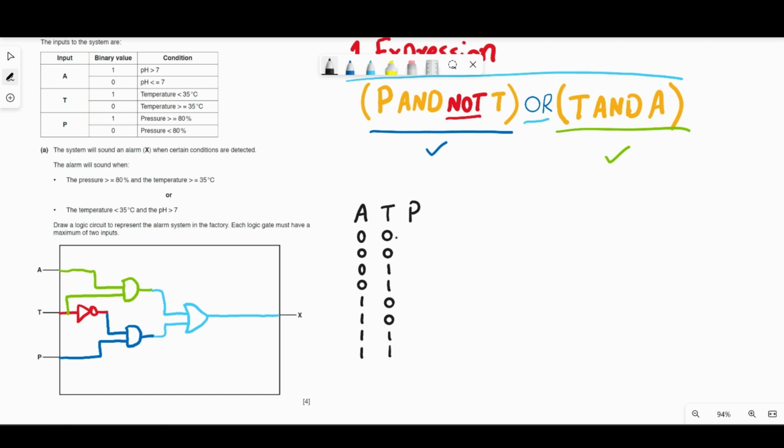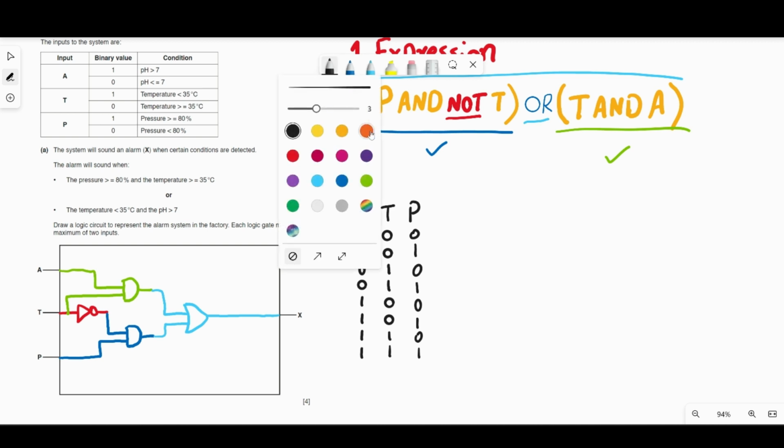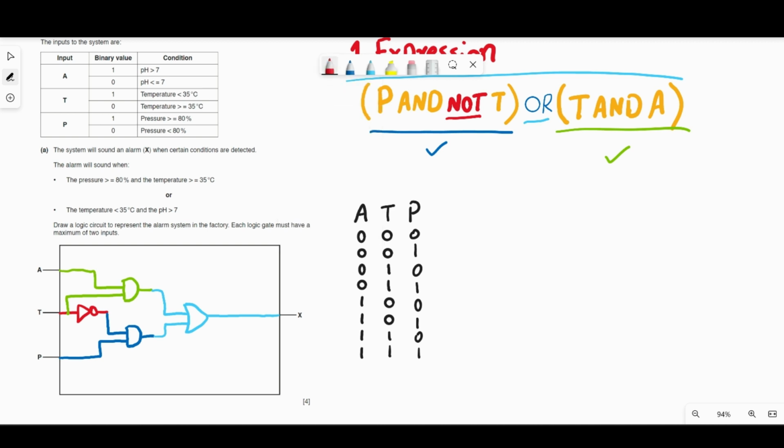ATP, okay, 4 times 0, 4 times 1, 2 times 0, 2 times 1, and then on the third, 1 times 0 and 1 times 1: 0, 1, 0, 1, 0, 1, 0, 1. Fine. Now we also need to have the negative of T. So the negative of T with the red, this is the red.